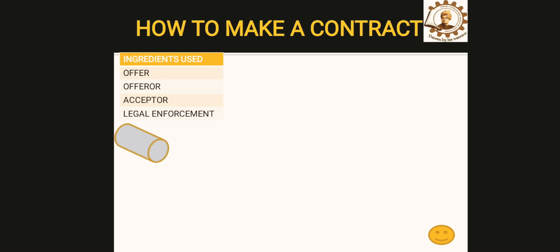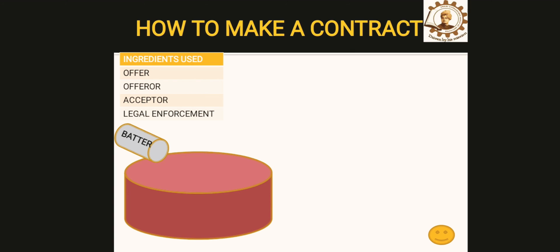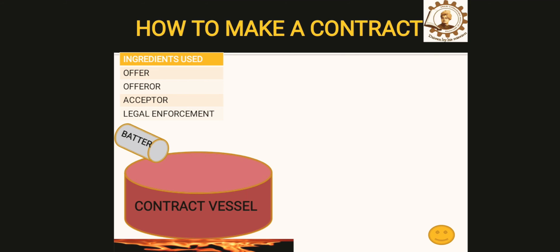Now I'm going to make a batter of offer, offerer and acceptor. I'm going to mix this batter of agreement: offer, offerer, acceptor, with promise and conditions agreed. All these things will make a batter of agreement. This agreement is to be poured into the contract vessel. Now light the flame under the contract vessel from low to medium.